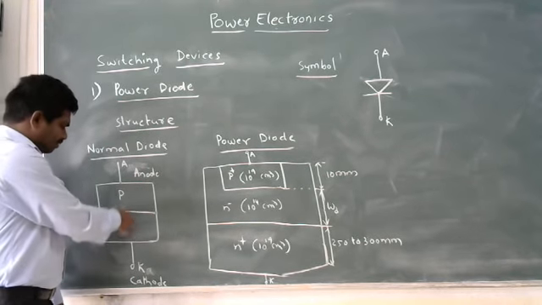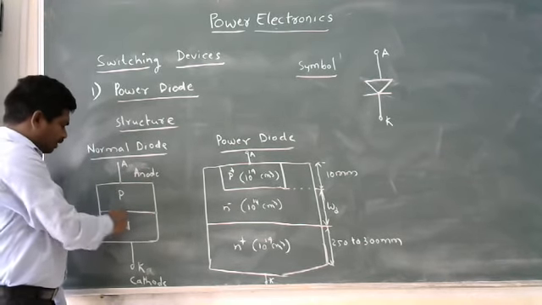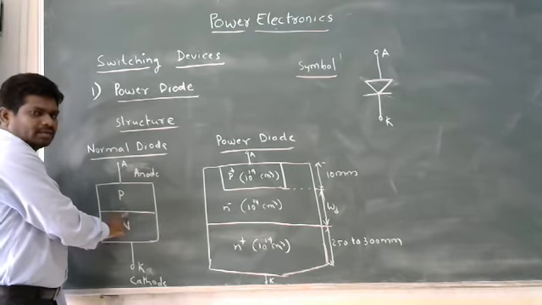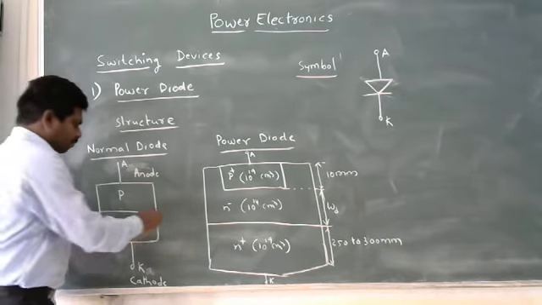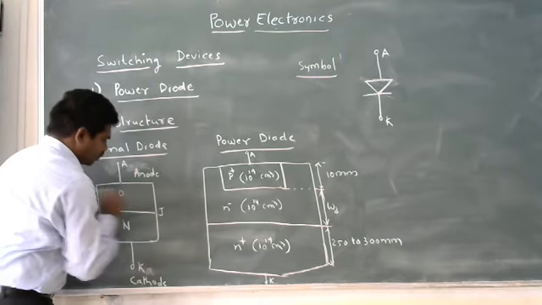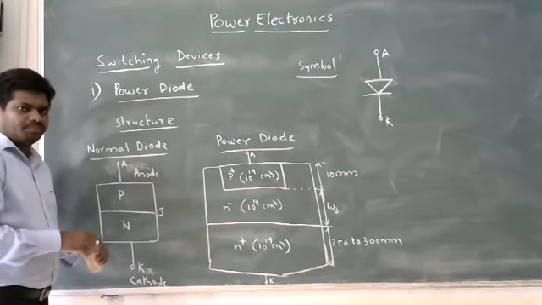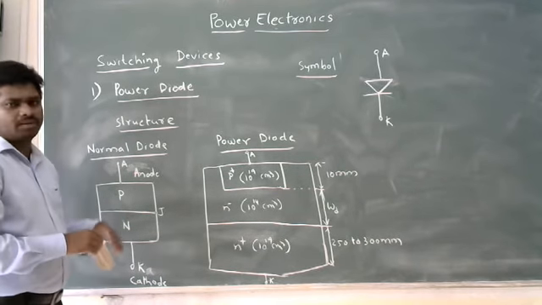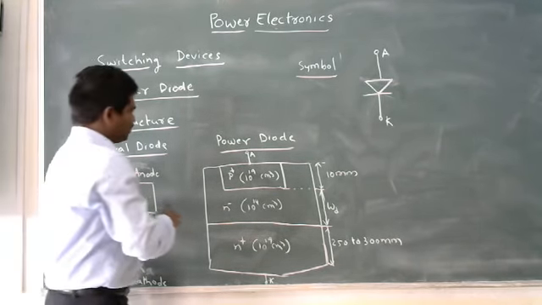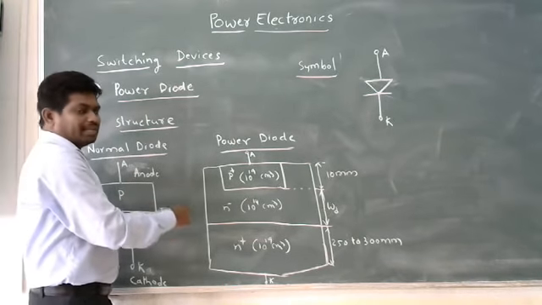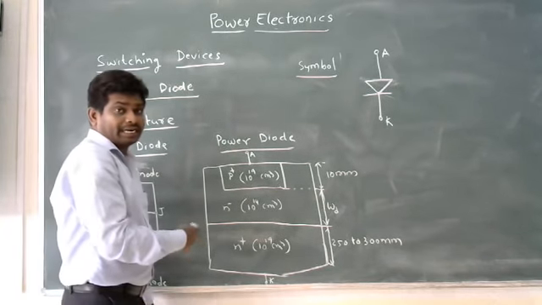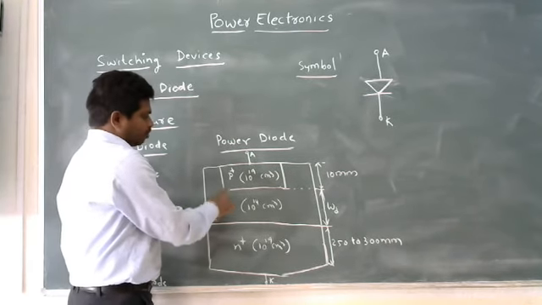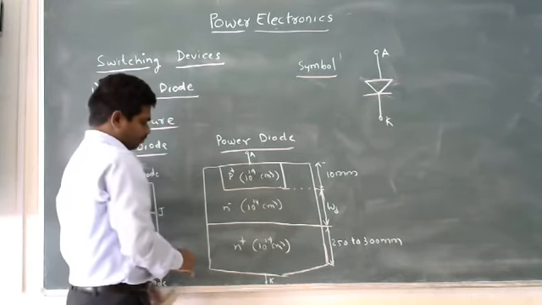See, this is the structure of a normal diode. One p-type material and one n-type material are sandwiched together, forming one junction here. It's for signal level applications. So when you go for a power level application, the same structure is modified, meaning the doping levels of p-type and n-type are changed here. Look at this structure of the power diode.